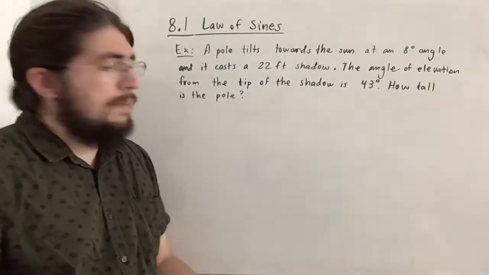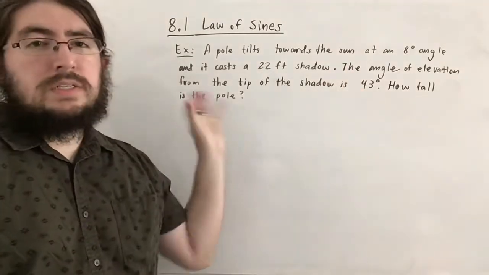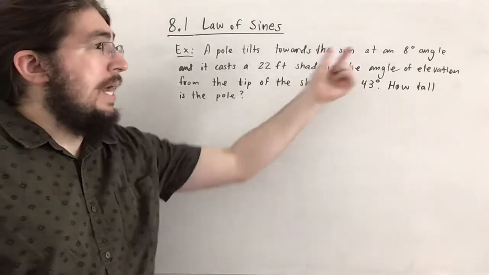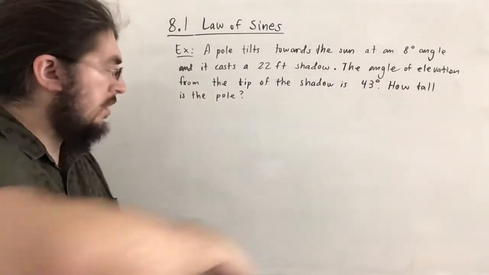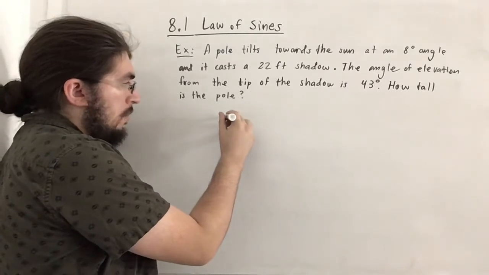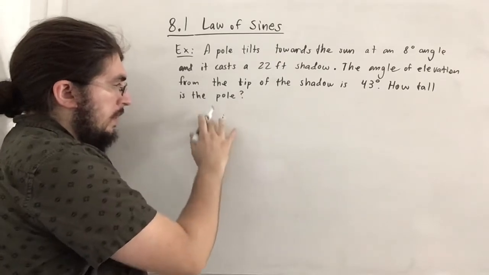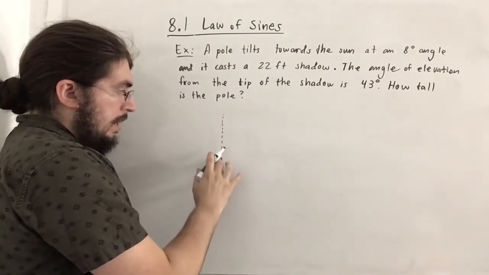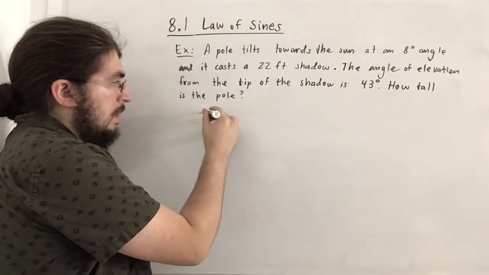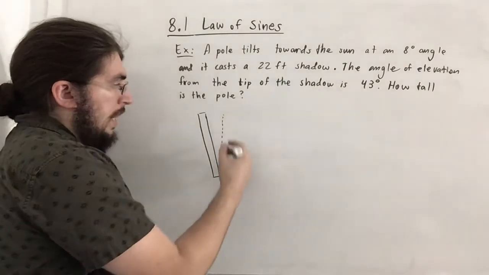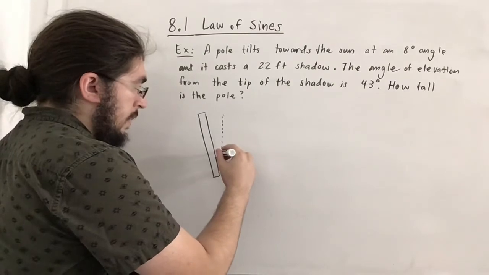Right, so for this example, we have kind of this funny scenario where we have this pole that's tilted, and it's tilted towards the sun. We'll actually see why that's important in a bit, at an angle of 8 degrees, and it casts a 22-foot shadow. So let's try to draw that image. So normally the pole would be straight like this, but the pole is actually tilted a bit. So imagine it being tilted a little bit, and the direction that we're tilting it is in the direction of the sun. Okay, and the angle that is tilted is 8 degrees. So this angle here is set to be 8 degrees.